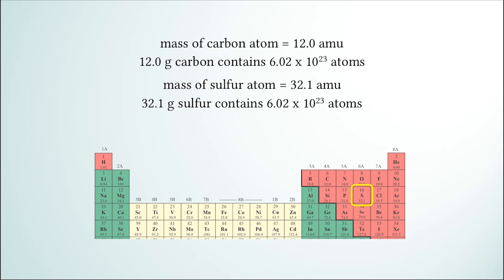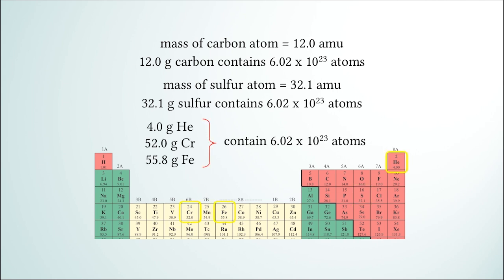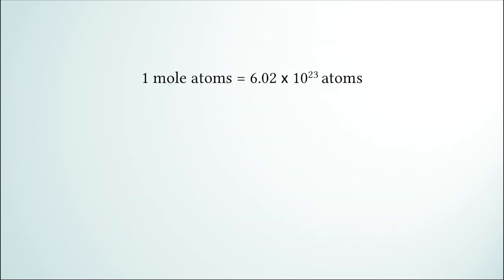So no matter what element you look at, if you have a sample of that element with a mass in grams that's equal to the numbered mass of a single atom in atomic mass units, you will have 6.02 times 10 to the 23rd atoms in that sample. 4.0 grams of helium, 52.0 grams of chromium, or 55.8 grams of iron all will have 6.02 times 10 to the 23rd atoms in each sample. I can sum all of this up by saying that 1 mole of atoms equals 6.02 times 10 to the 23rd atoms. And this relationship also works for molecules.